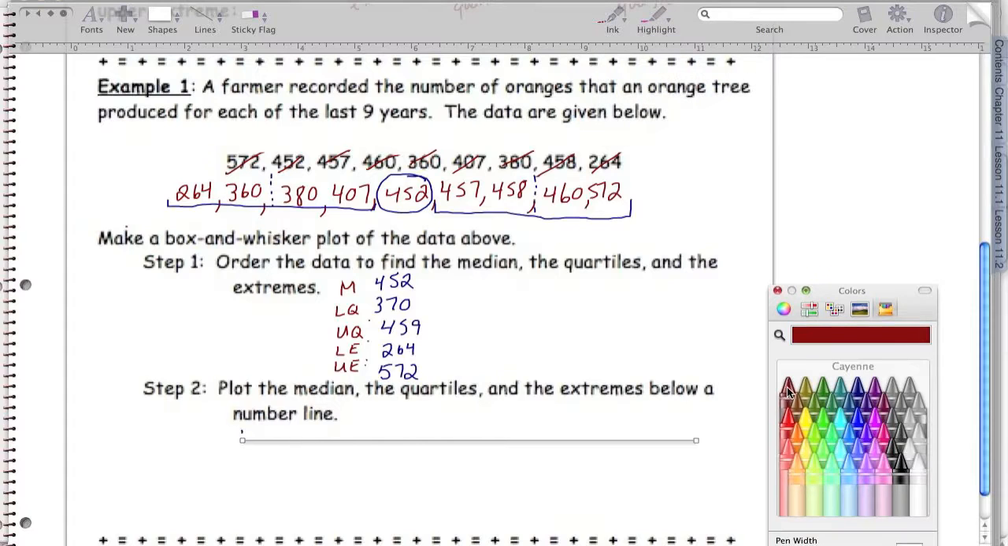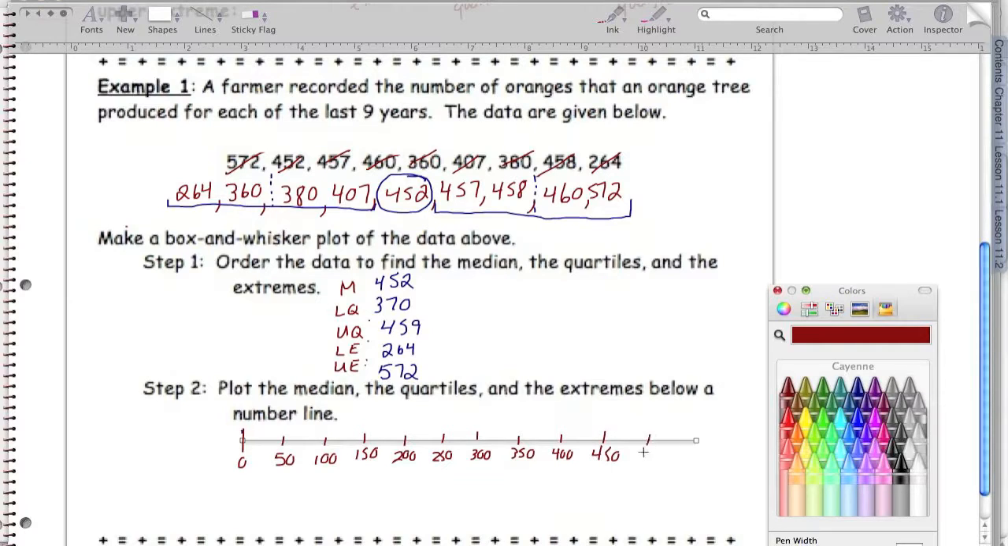Okay, so my values are ranging from 264 up to 572. I'm going to count by 50s. There's not really one necessary right answer, but we want to make it large enough that we're not writing numbers down forever, but also small enough that we don't have too many gaps in our data. So 250, 300, 350, 400.